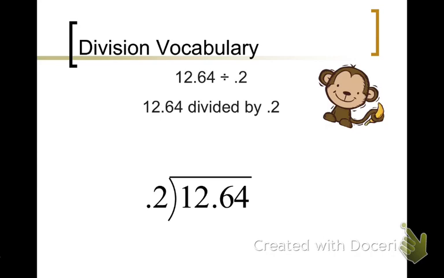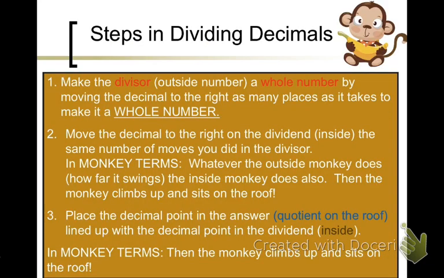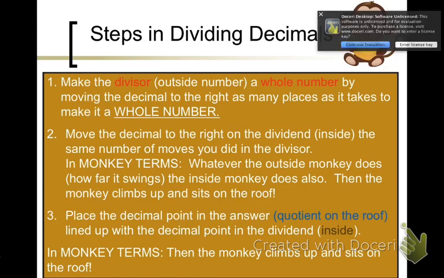So I have 12.64 being divided by 0.2. It's also important to note on this slide, notice that the first number in our division problem is the number that goes inside our division house. Here are the steps, and it is quite lengthy, but please make sure you are filling in the blanks as we continue here.